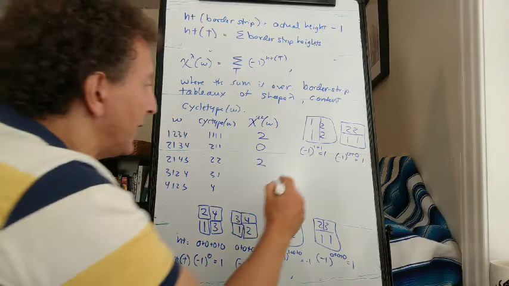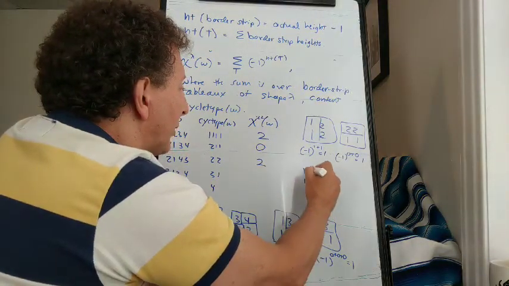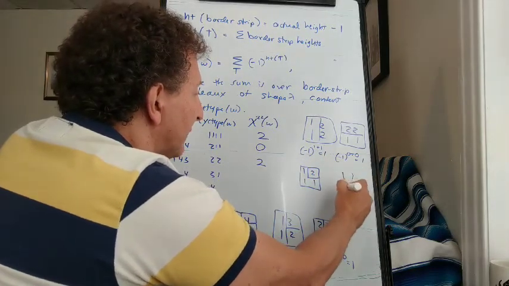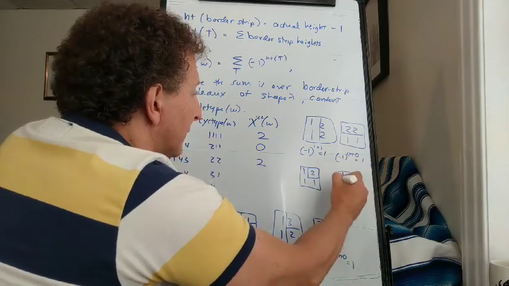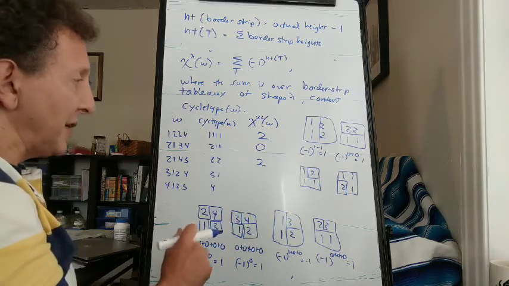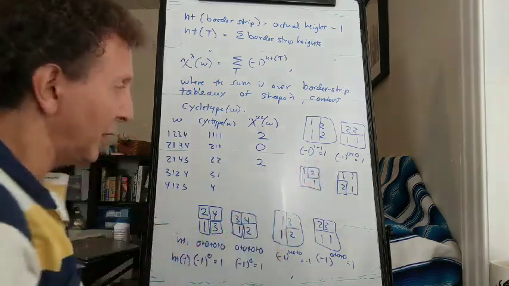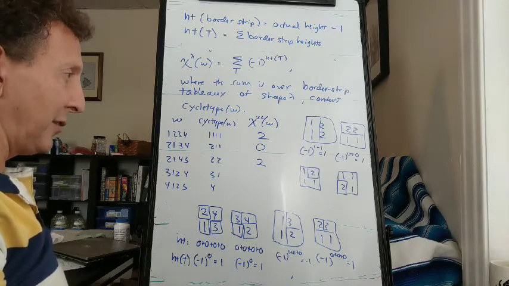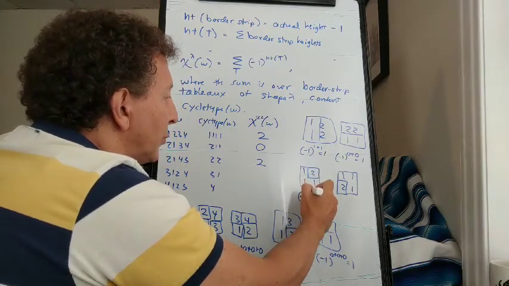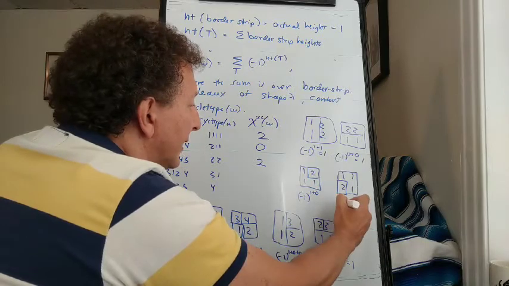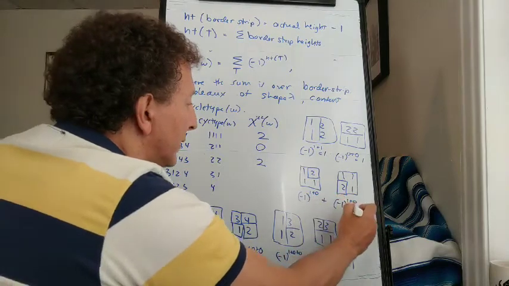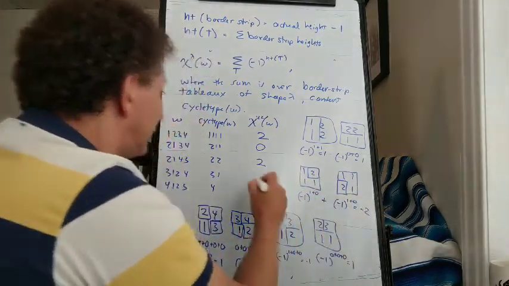And now for 3, 1, we can put the 1s in a border strip like this, or in a border strip like that. I'm thinking of these as French tableaux, so we're increasing that way. So these are the only two border strip tableaux of content 3, 1. So this contribution is negative 1 to the height, which is going to be 1 plus 0. And again, this height is 1 plus 0. So negative 1 plus negative 1 is negative 2.